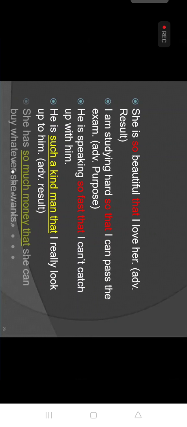So when we talk about adverb clause of result, we have to look at the structure here: so plus adjective plus that, so many or so much plus noun plus that, such plus noun plus that. We call this adverb of result. Okay, those are the ones I gave you right now. And another one that we call adverb of reason.